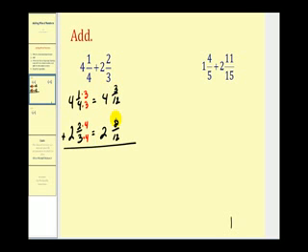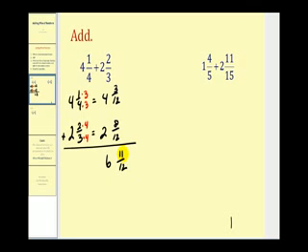So 3/12 plus 8/12. Remember, we just add the numerators, so 3 plus 8 would give us 11/12, and then 4 plus 2 would give us 6. Our sum is 6 11/12. Notice 11/12 is not improper, and it does not simplify, and therefore we're done.